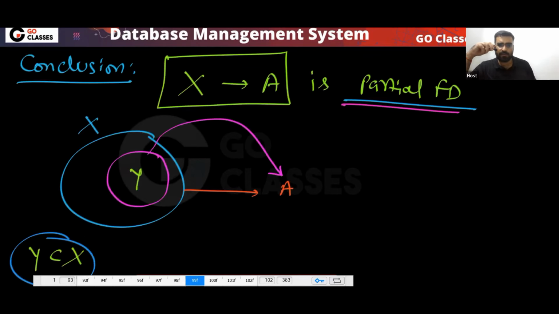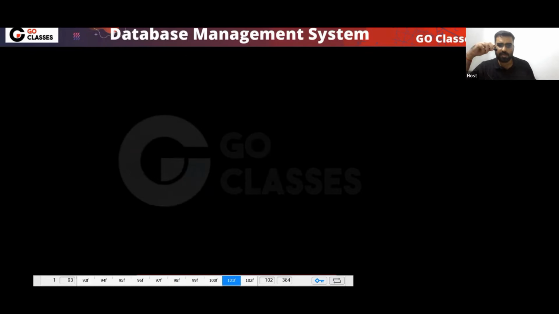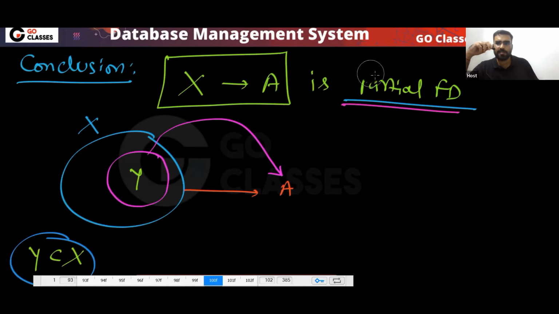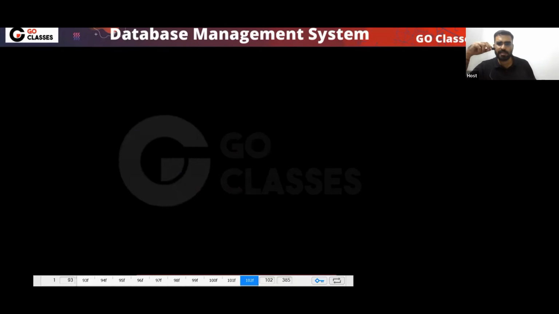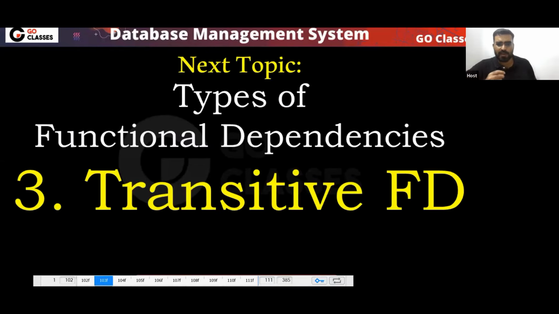And what about full functional dependency? When can I say this is full? When this can never happen. Full means a subset can never determine it. Is this clear? Then we call it full functional dependency. Very simple, right? So these concepts we have seen.